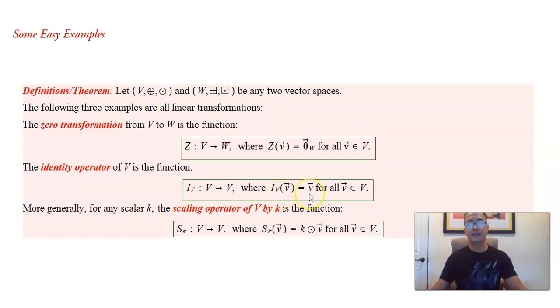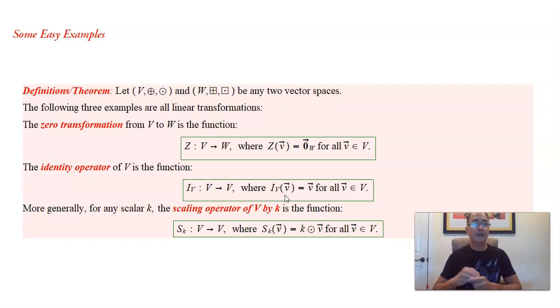Okay, the image of V is still V. So where will V plus W go? V plus W goes to the identity of V plus the identity of W. And similarly for the scalar transformation, of course.